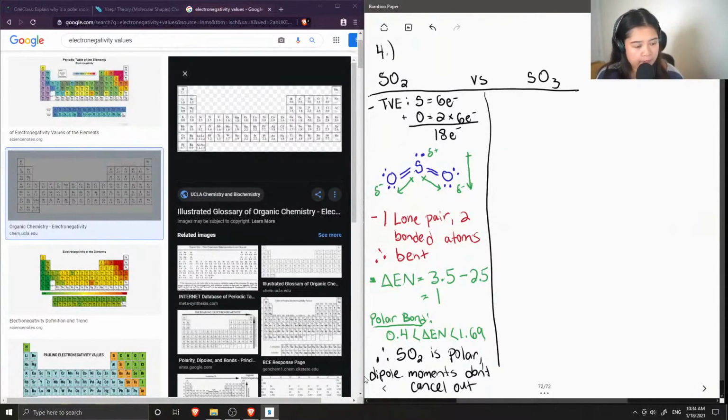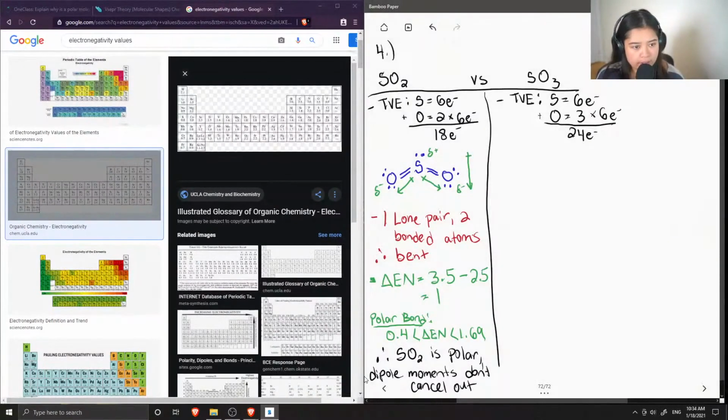Okay, so now that we did SO2, let's look at SO3. Again, we're going to find the total number of valence electrons of SO3. Sulfur has 6, and this time oxygen has 3 oxygens with 6 each. So we have a total number of 24 valence electrons.